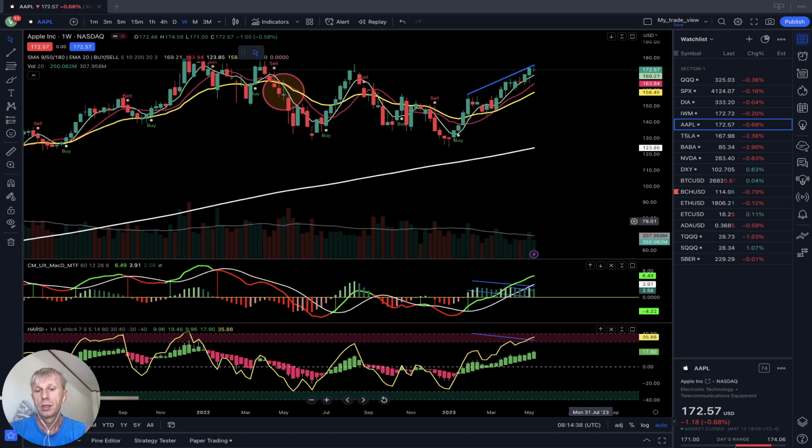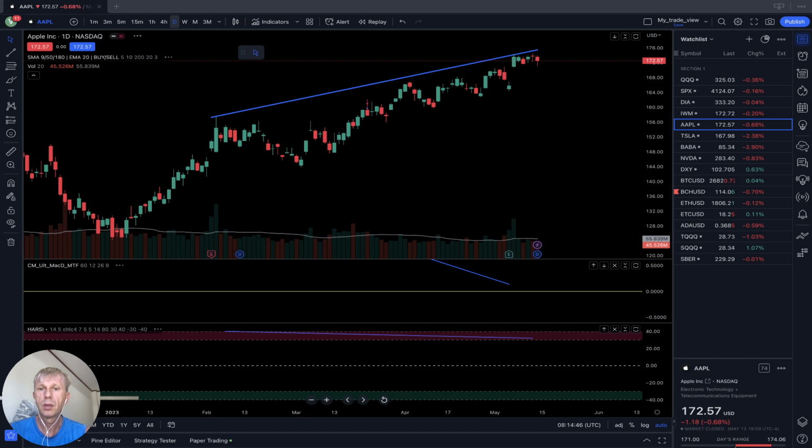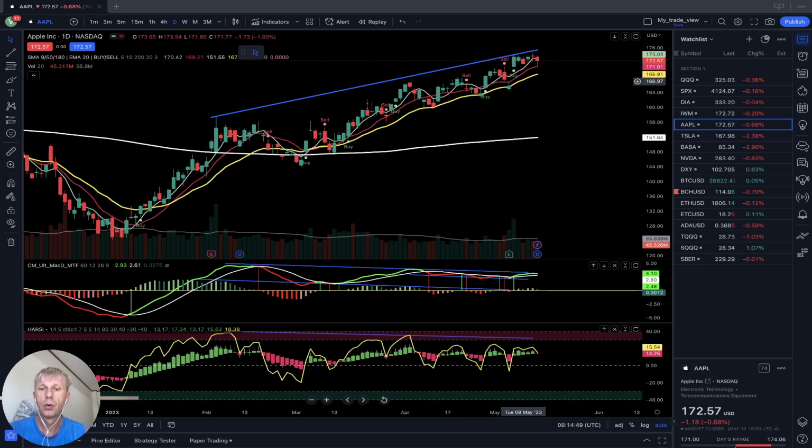Weekly time frame, it is bullish on all indicators and overbought territory on RSI. Daily time frame for Apple, it is bullish also, bullish with bearish divergences on all indicators. Apple wants to have correction, but still bullish. No changes.